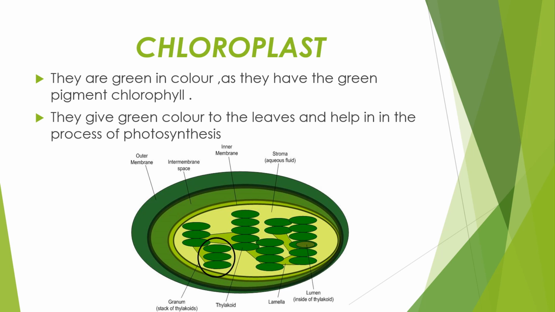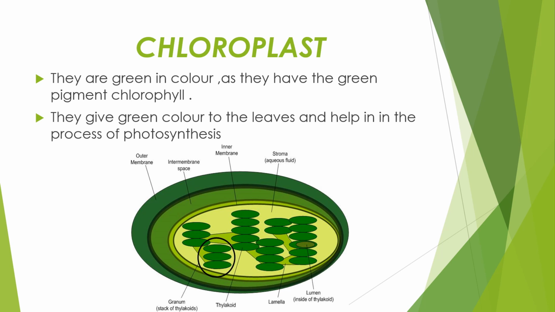I have asked you several times, what is that pigment which imparts green color to the plant's leaf? That is the chlorophyll. Now where is this chlorophyll pigment present? This chlorophyll pigment is present inside the chloroplast. What is a chloroplast? Chloroplast is a type of plastid. What is a plastid? Plastid is a cell organelle which is found only in the plant cell. Now what is the function of the chloroplast? They give green color to the leaves and help in the process of photosynthesis. Very most important function, that is photosynthesis.